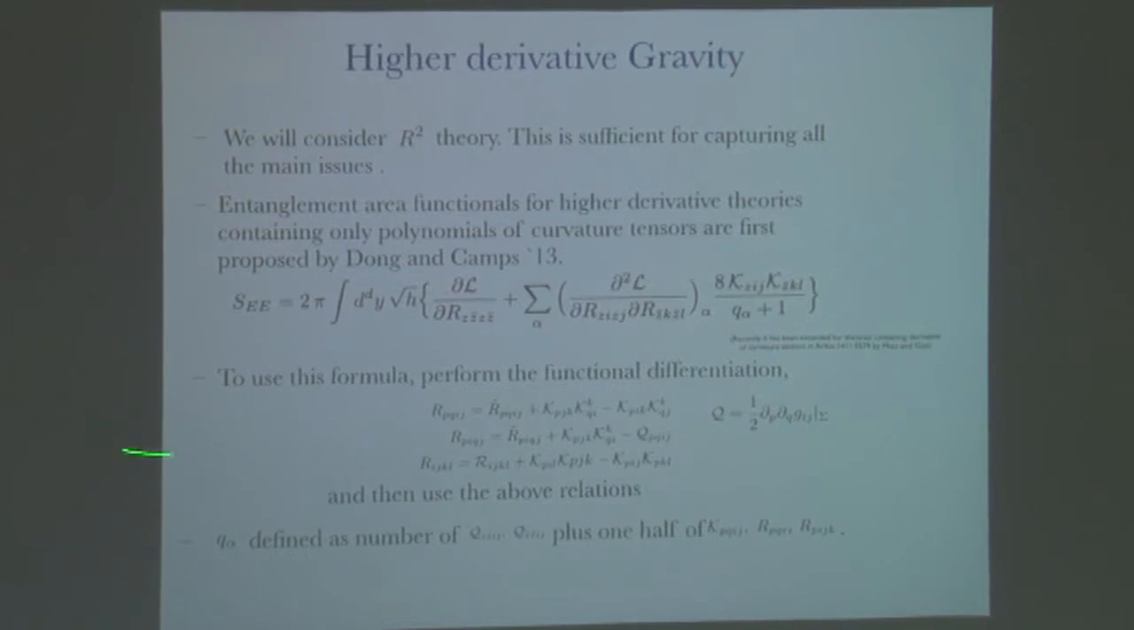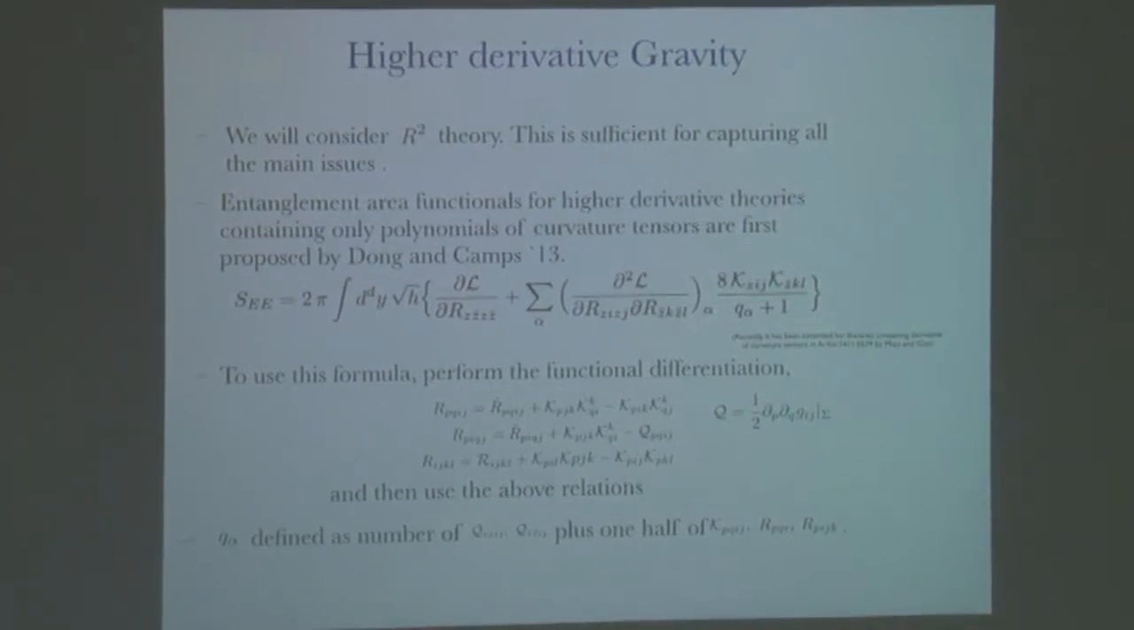Recently, this entanglement area functional for generic higher derivative theories containing only polynomials of the curvature tensor was first proposed by Dong and Camps in 2013. They proposed this formula, and recently it has been generalized for more general theories containing derivatives of the Riemann tensor in this work by Rongjin Miao and this other person.